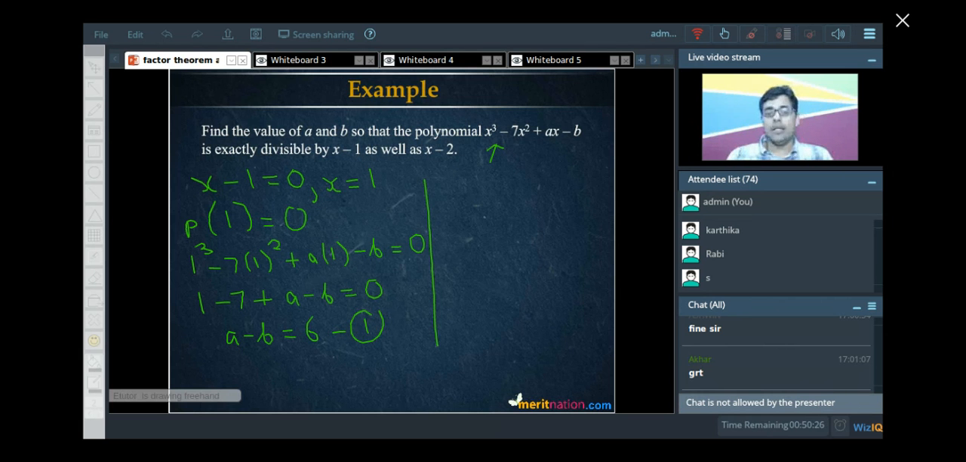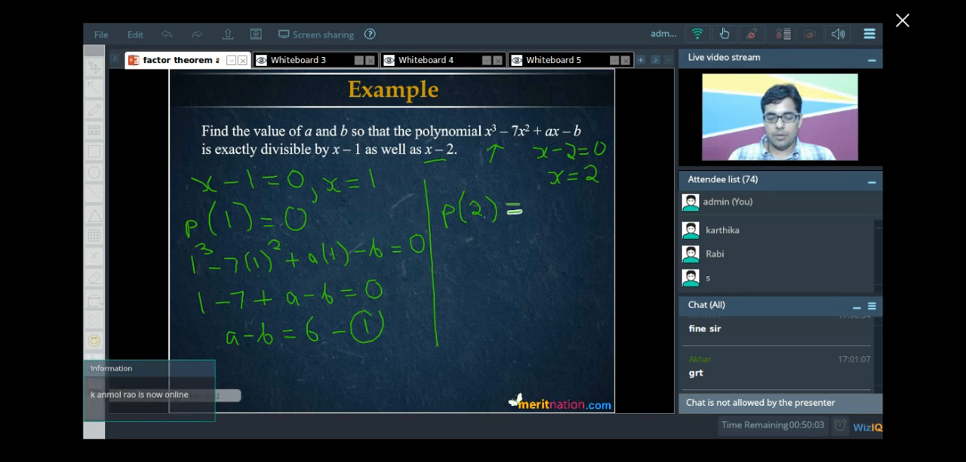Second equation we will get here by putting the second factor x minus 2 as 0, we will get x equals 2. Then put this value of x as 2 in the given polynomial. Remainder becomes 0 according to the factor theorem. So we will have here p of 2 equals 0.